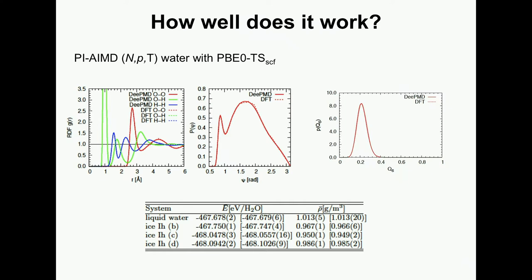This is a three-body correlation function. This is the bond angle between oxygen bonds. And again, the agreement is very good. And this is a Steinhardt Q6 order parameter that actually includes information also on four-body correlation.